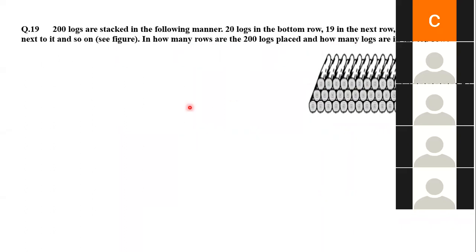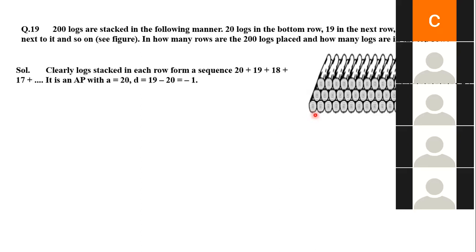Anyone will give the clue for this one? Ma'am, I think it can be an AP. Take it in the reverse way: 20 plus 19 plus 18 and so on. We don't know the last term. It is an AP because we are getting the same difference. So the a value is 20 and the d value is minus 1.